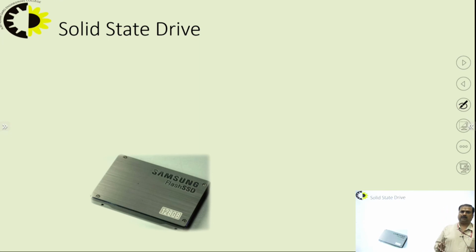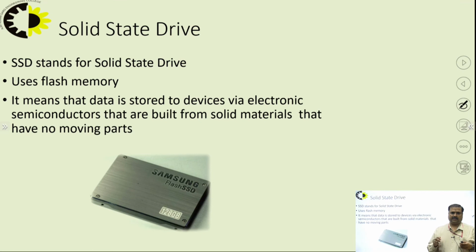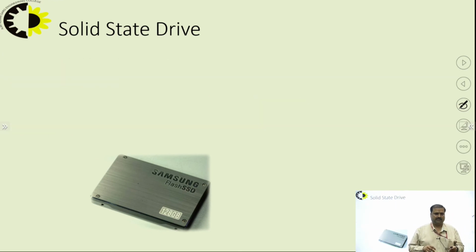Another good example of electronic storage is the solid state drive. Solid state drives are generally used to store a huge amount of data, something like a hard disk, but they are faster than the hard disk. It is another form of flash memory, which we are using in our pen drives. The data stored via electronic semiconductors is built from solid materials, so there is no moving part or mechanical part inside these SSD drives.